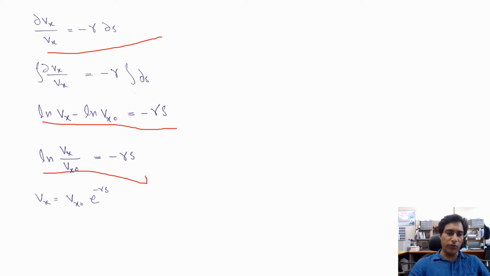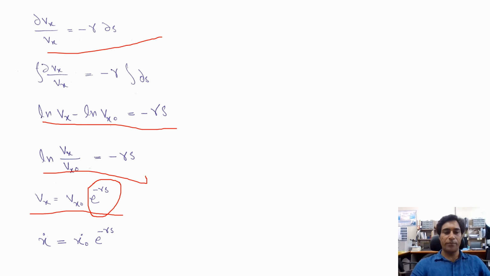And if we remove the log, on the right hand side there will be an exponent. So vx is equal to vx naught, which moves to the right side, times e to the power minus gamma s. So this is what we have to show. We have proved that the x component of velocity is equal to vx naught times e to the minus gamma s.